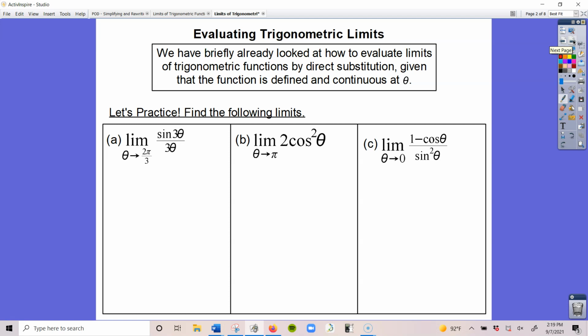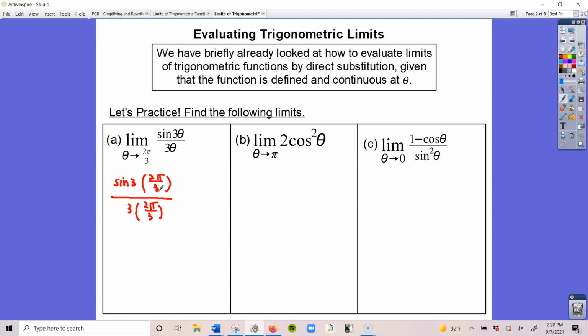Let's start with this first one. We have the limit as theta is approaching 2 pi over 3 for sine of 3 theta over 3 theta. So far when we've done limits that involve trigonometry, all we've done is we've taken the angle and we've plugged it in. So that's what we're going to do here. We're just going to check to see that we remember how to do this. So here I'm going to plug in the 2 pi over 3 everywhere I see a theta. So sine of 3 times theta, which is 2 pi over 3, all over 3 times 2 pi over 3.